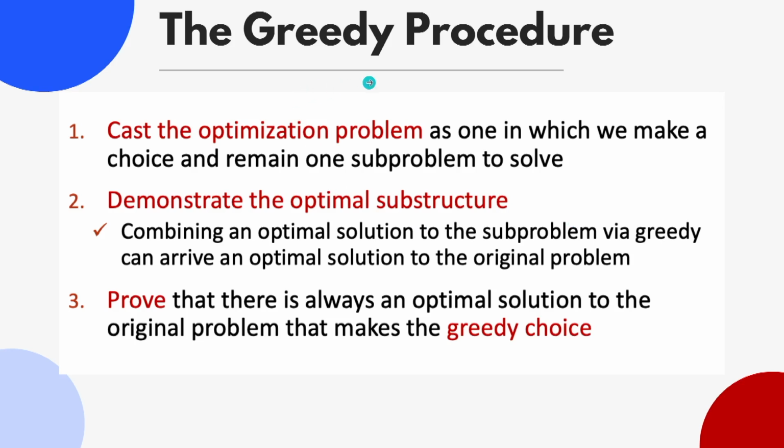So, with this greedy approach, as I said before, first and foremost we have to cast the optimization problem, then we have to verify or demonstrate that it contains an optimal substructure, which means we will be combining the optimal solutions to all the sub problems via the greedy approach with an assumption that that will lead to a globally optimal solution to the original problem. And we try to prove that there is always an optimal solution to the original problem by sticking to this greedy choice property.